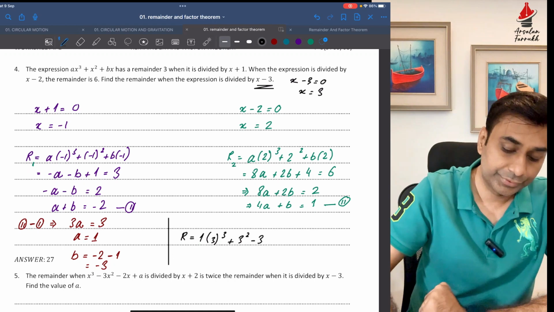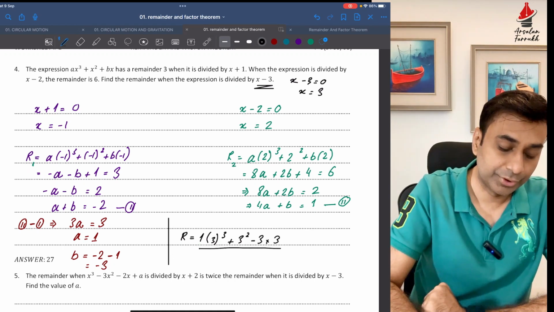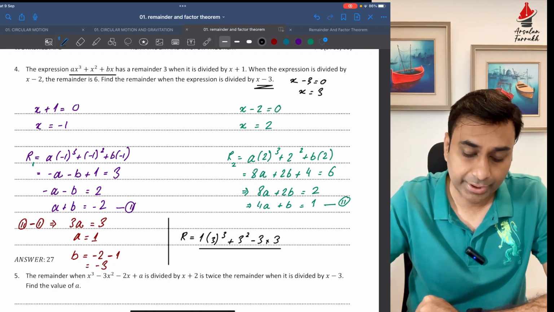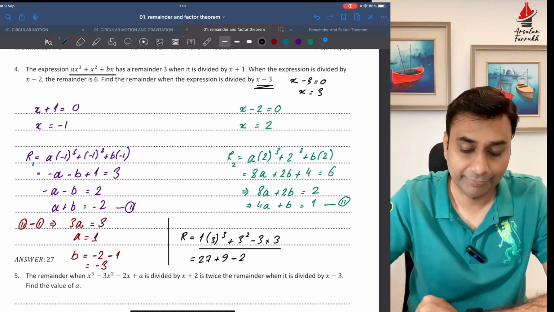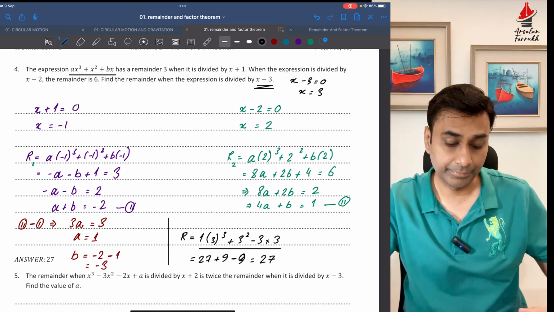If you're slightly confused, I'm putting these values in this particular expression because this is my dividend and I'm looking to find out the remainder. So this is going to be 27 plus 9 minus 9, and hence it simplifies as 27. So this is how I am able to use the remainder theorem.